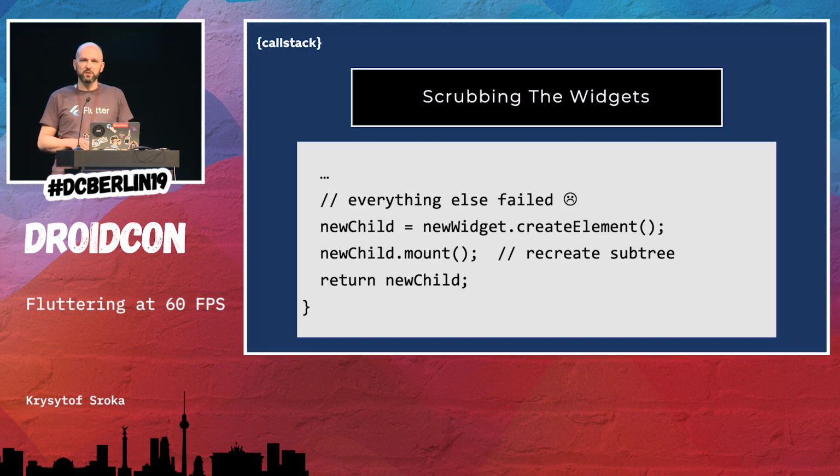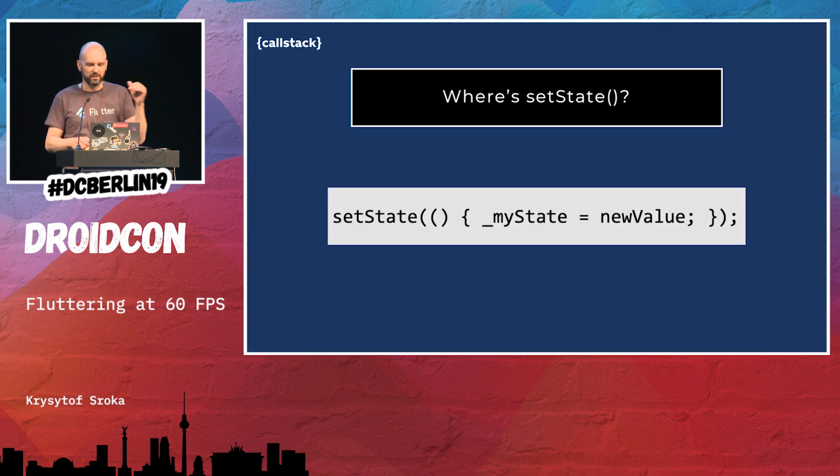Now, if none of these conditions happen, there's the worst case scenario. Flutter will actually discard the element that it used previously and recreate the full subtree from this point on. This is not crazily expensive, but it's the most expensive of the operations that it can go through.